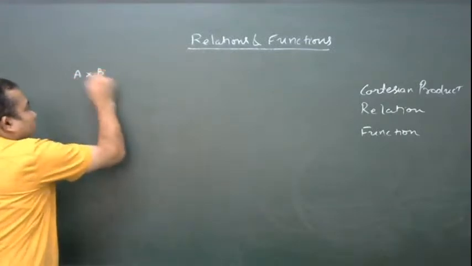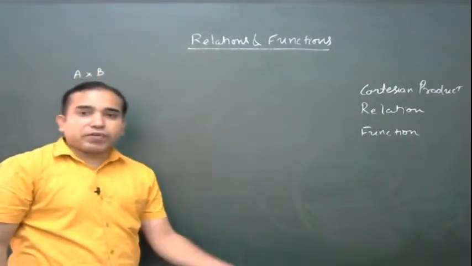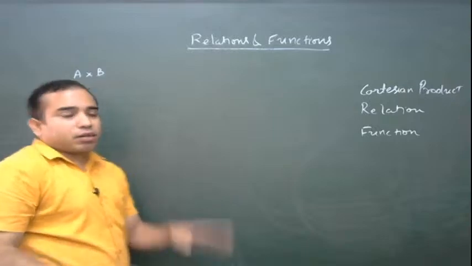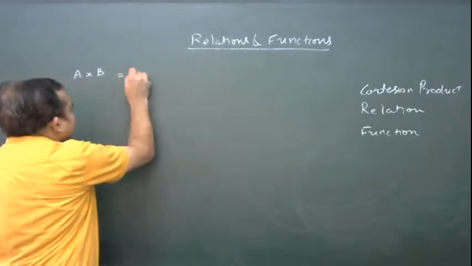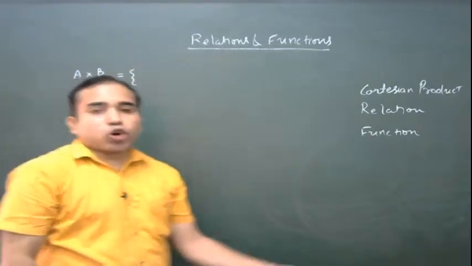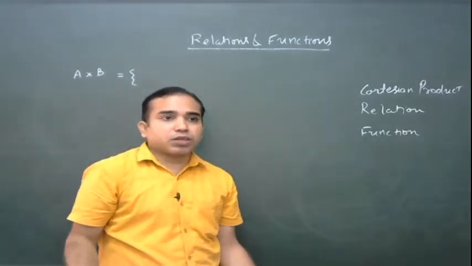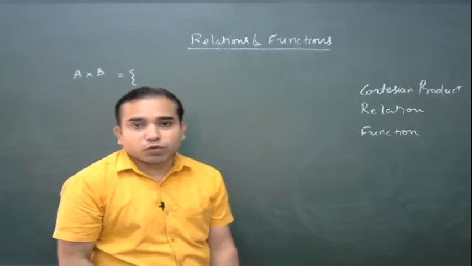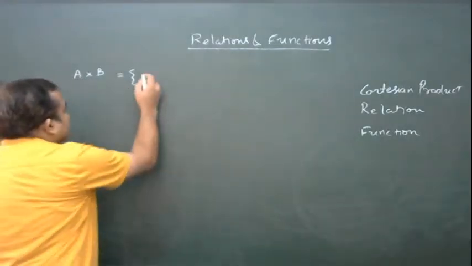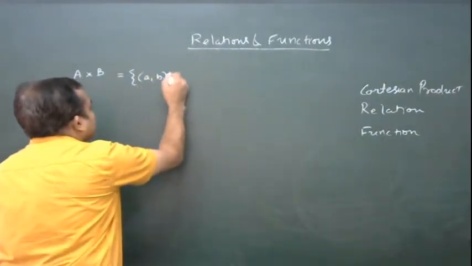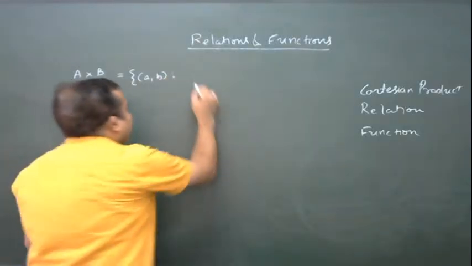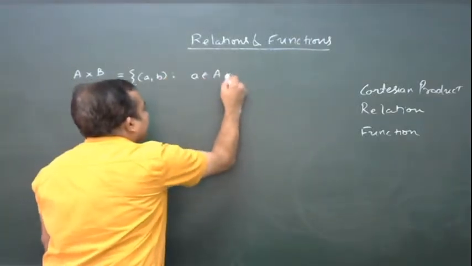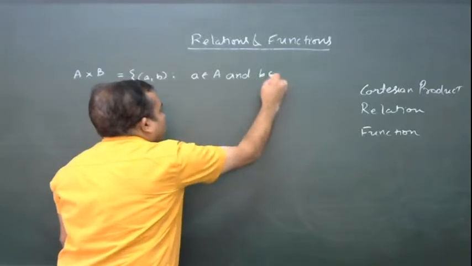The sets A and B may be finite, maybe infinite, right. A cross B, what is the definition? We must remember the definition. A cross B, the Cartesian product of two sets A and B, is defined as the collection of ordered pairs (a, b), where small a belongs to capital A and small b belongs to capital B.